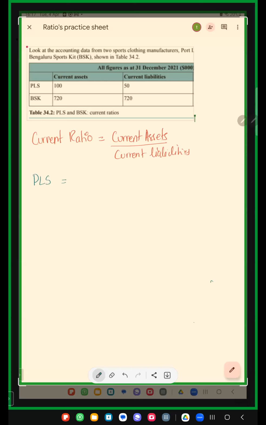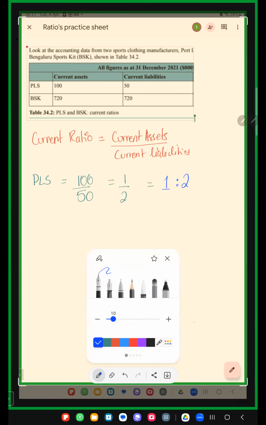100 over 50, which is 1 over 2. Yeah, 1 to 2. Okay, all right. And then let's say they were asking you to comment on it.